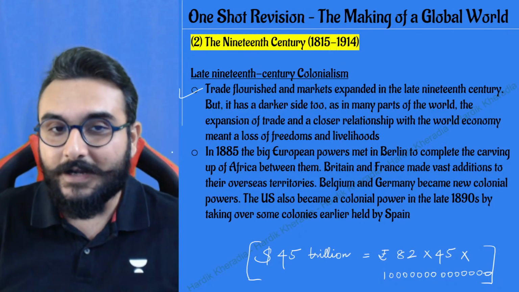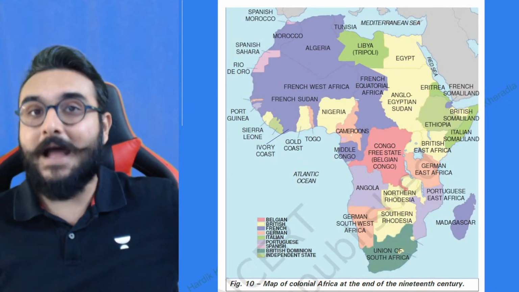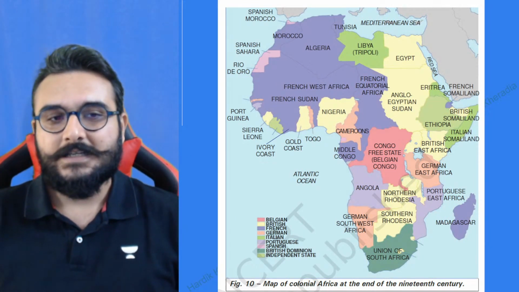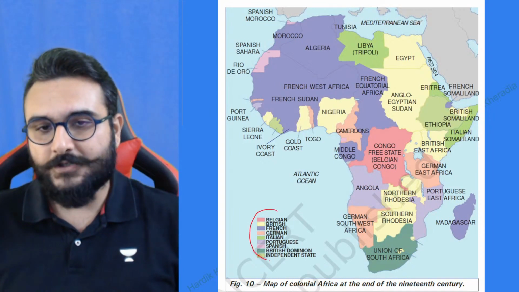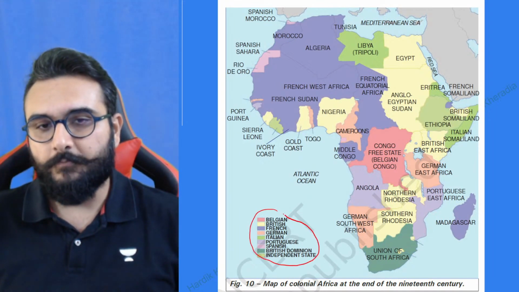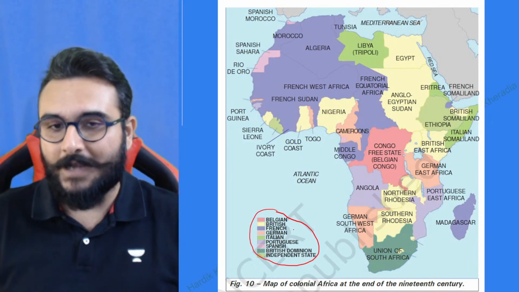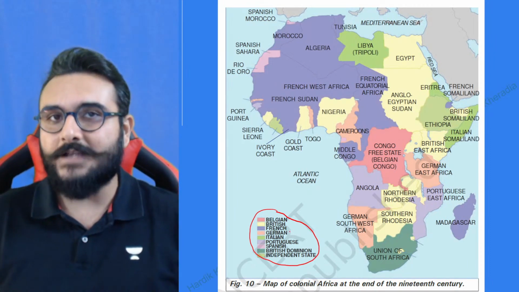Okay, now similarly, let me show you the condition of Africa. Now, this is a map given in NCERT. If you observe, there were these countries. You can check: Belgium, Britain, France, Germany, Italy, Portuguese, Spanish. 7 countries had actually colonized Africa.